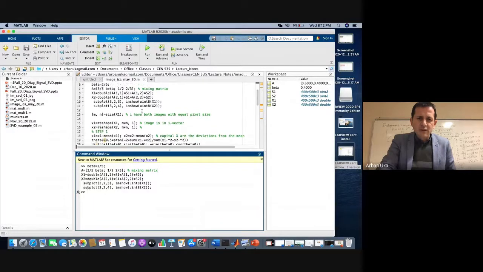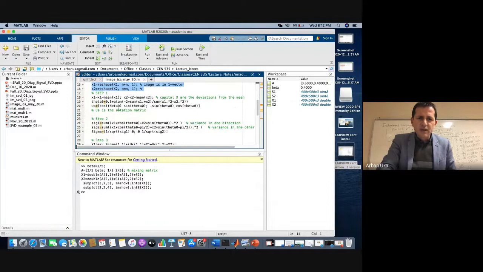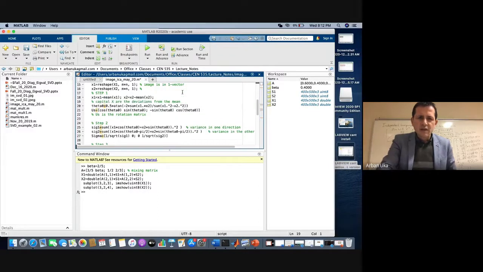So, okay, so I think we looked at this part. This is where we made them vectors. Then this is the part where we subtract the mean. And now the capital X and capital Y, they are, as it's written here, they are deviations from the mean. Then trying to maximize the difference between the means here, we determine the angle theta 0, which is arctangent of a calculation that we report here.